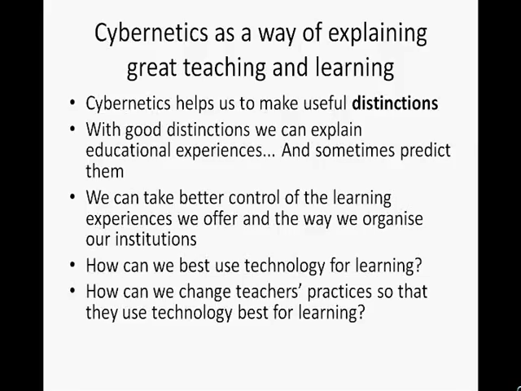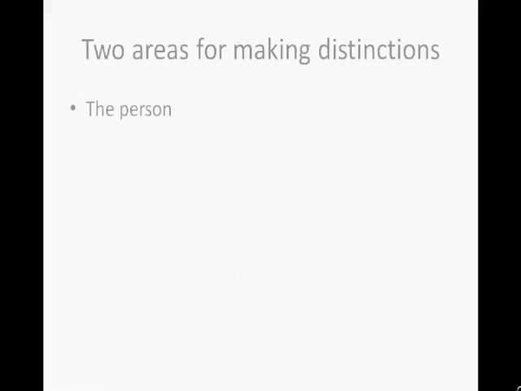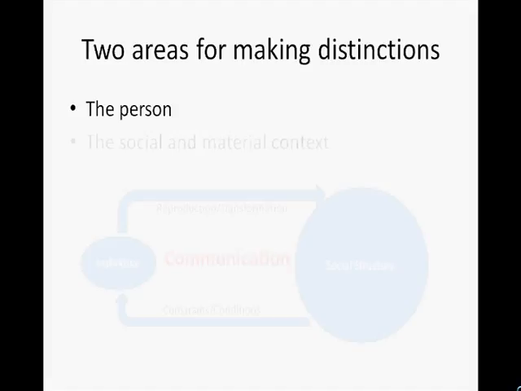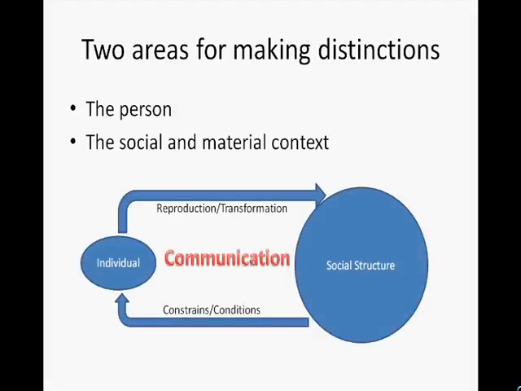There are two fundamental areas where we're going to make distinctions with cybernetics. The first one is around the person, the individual. As individuals, we all have ways of organising ourselves, and cybernetics can help us to understand that. The other thing that we're going to make a distinction about is the social and material context. Social and material context is what each of us individuals exists within.